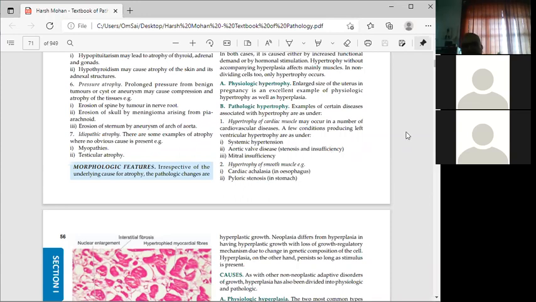Those students whose anatomy is strong will understand it very easily. But those who are having problems can discuss this particular part with me, if you feel the problem.